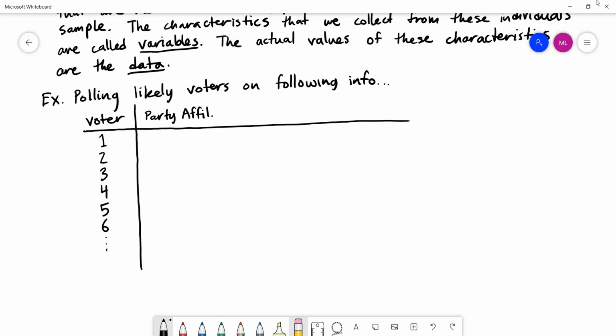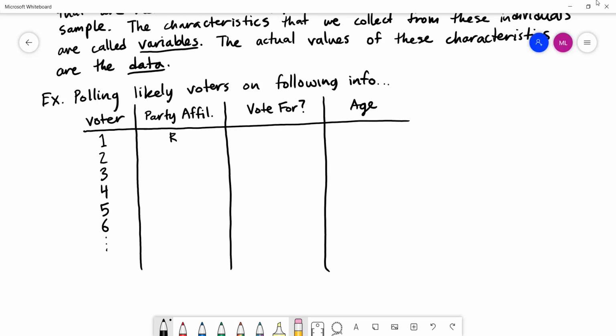We'll ask for who they plan to vote for. And we'll ask them what's their age. And we'll put them into a table like this. And maybe that first voter that we talked to, it turns out that they are a Republican. They plan to vote for, I'll just say, candidate A. Instead of picking specific candidates, maybe it's a local election, so generically speaking, candidate A.